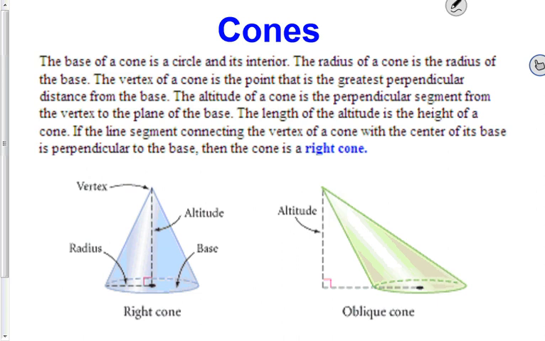Now there's a lot going on in that paragraph. If you look at the diagram on the left, we have a right cone, and they're designating the radius, the base, the altitude, and the vertex. The diagram on the right is an oblique cone. Now you can see that the altitude is falling outside of the actual cone.